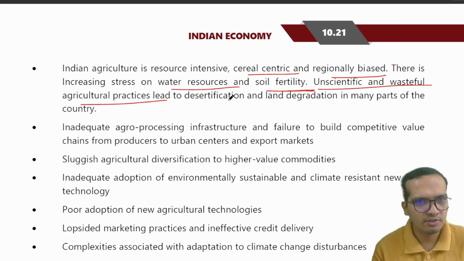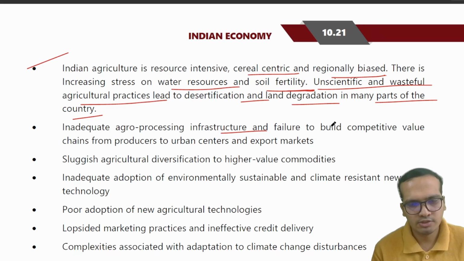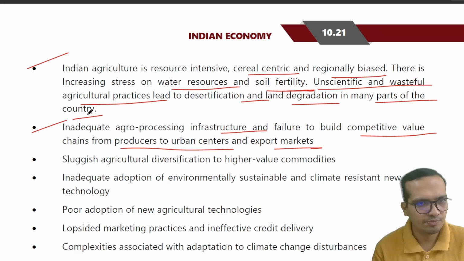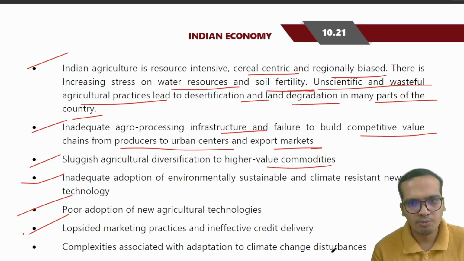Unscientific and wasteful agriculture practices lead to desertification and land degradation in many parts of the country. Inadequate agro-processing infrastructure and failure to build competitive value chains from producers to urban centers and export markets. Sluggish agriculture diversification to high-value commodities. Inadequate adoption of environmentally sustainable and climate-resilient new farm technologies. Poor adoption of new agriculture technologies. Lopsided marketing practices and ineffective credit mechanism delivery. Complexity associated with adaptation to climate change disturbance. High food price volatility.